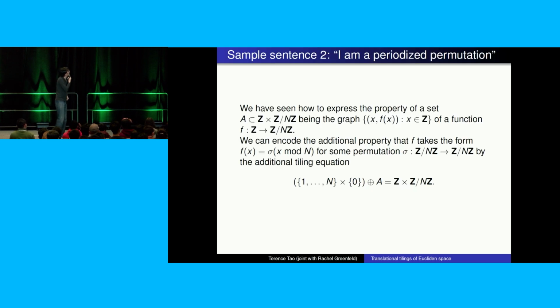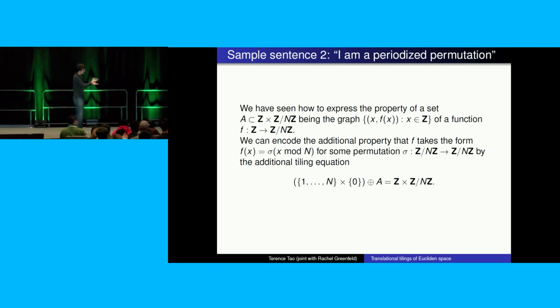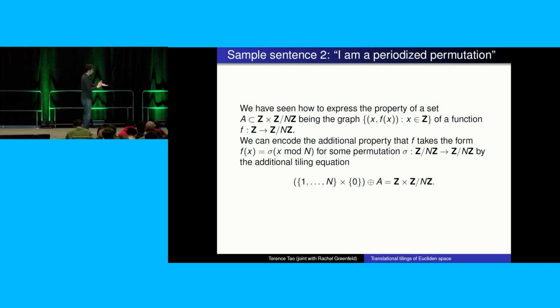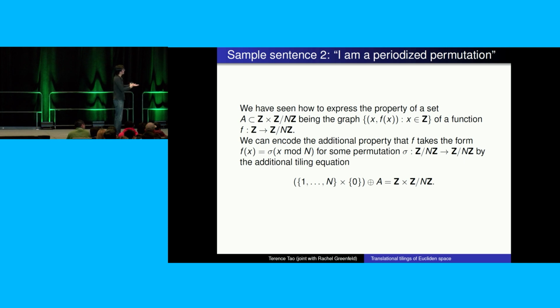A more complicated example of an expressible property is, now let's take the x-axis to be the integers and the y-axis to be a cyclic group, Z mod NZ. And now I say that I want my set to be a graph, which we already know how to encode, but a very special type of graph, a graph of a permutation. Like what I call a periodized permutation. So if you have a permutation of Z mod NZ to Z mod NZ, you can unfold the permutation and you can make it a periodic function from Z to Z mod NZ.